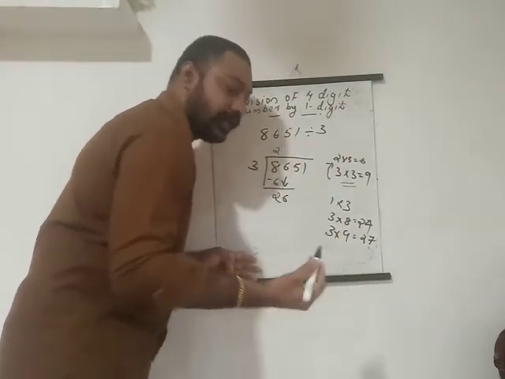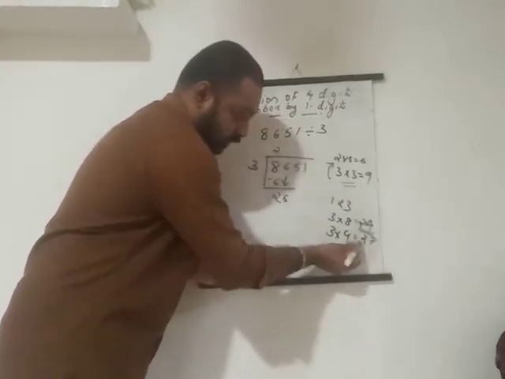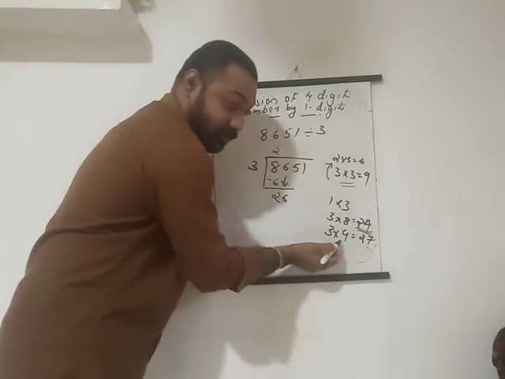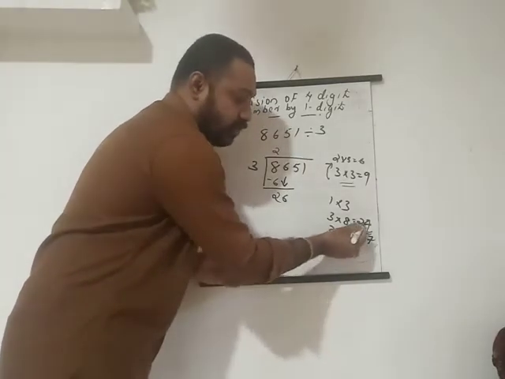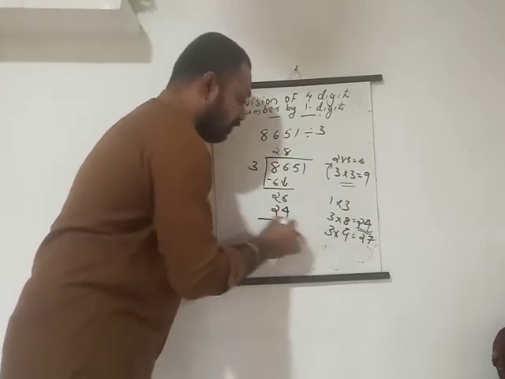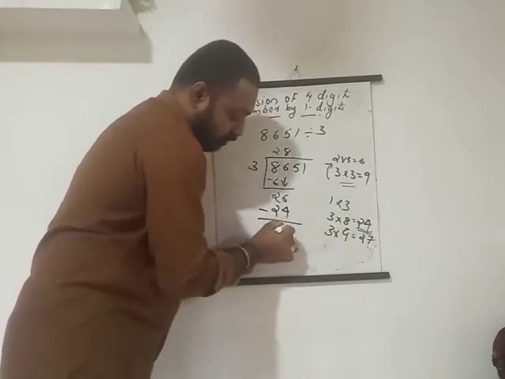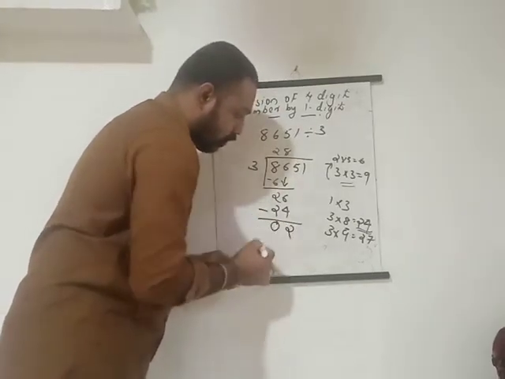Which one do we have to take? We have to take 3 8s are 24, because 3 9s are 27, which is more than 26. So 3 8s are 24. Then subtract: 6 minus 4 is 2, 2 minus 2 is 0.